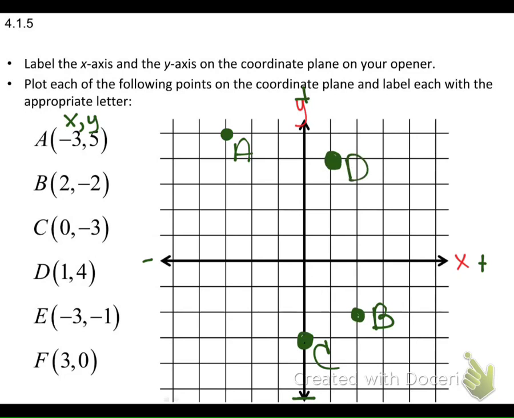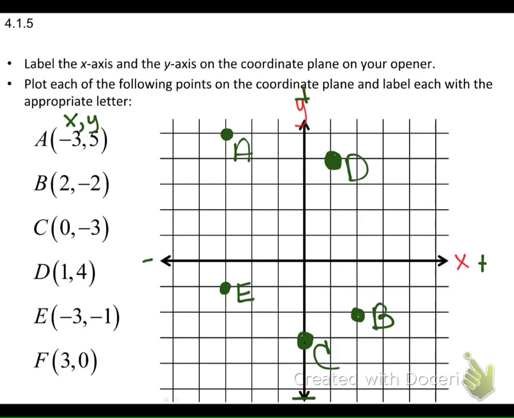Can I do the rest with the class? Jaden, letter E. Where do I start? And I go which direction? How many? And then what? And label it?